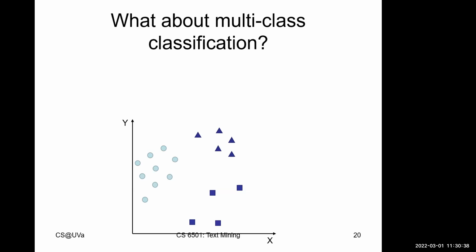Okay, I was talking to you earlier. What about multi-class classification? SVMs work for 2 classes. In your project, you've got 10. Here's an example with 3. How do we do an SVM if we have multiple classes, more than 2 classes?